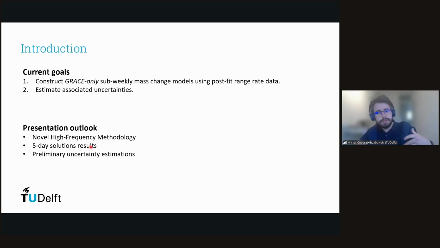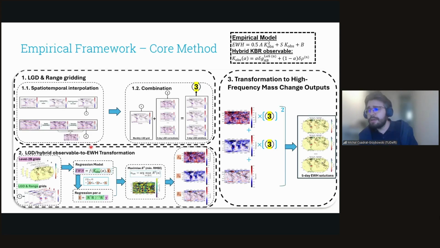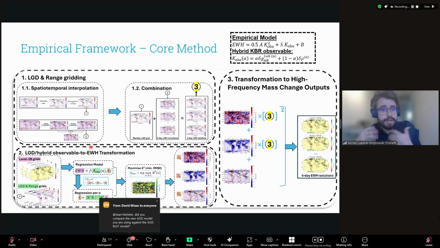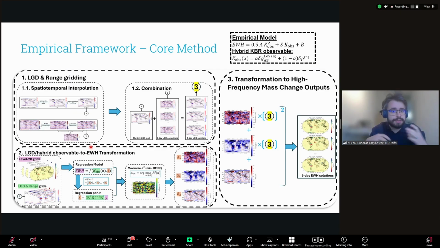So the presentation outlook quickly in this lightning round: the actual framework itself, some results, and preliminary uncertainty estimations. The framework itself is quite a big chunk. The idea is really to relate these post-fit range observations, these KBR observations, directly via an empirical method, directly to equivalent water heights for our data users in hydrology. And the idea is to separate this into 3 blocks.